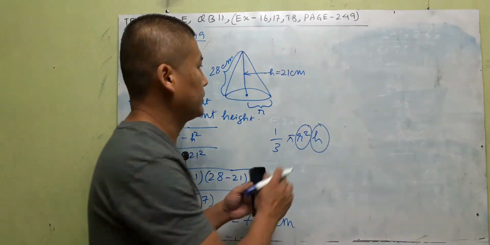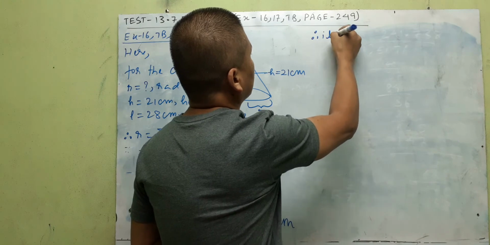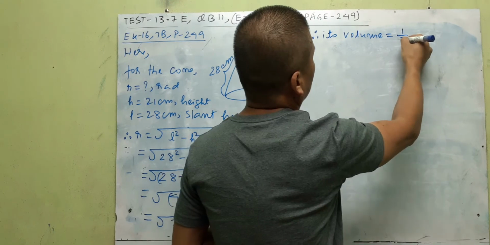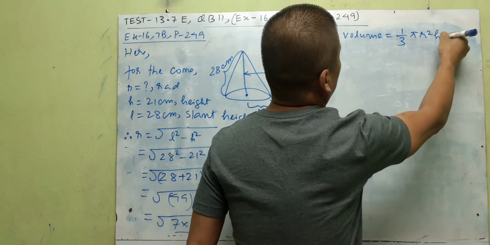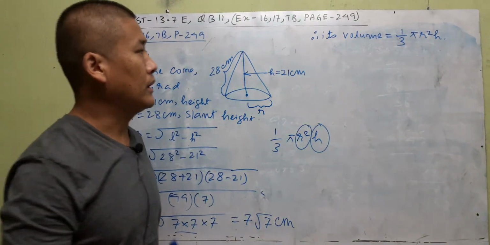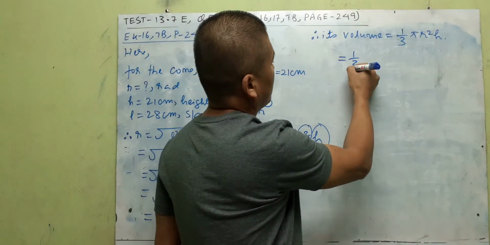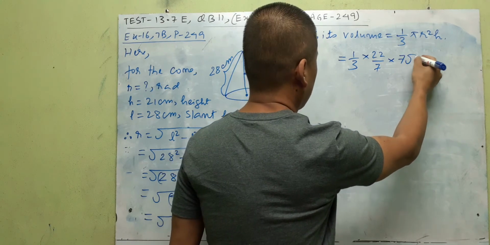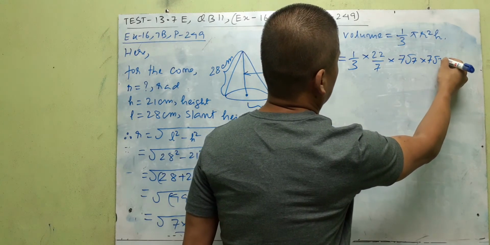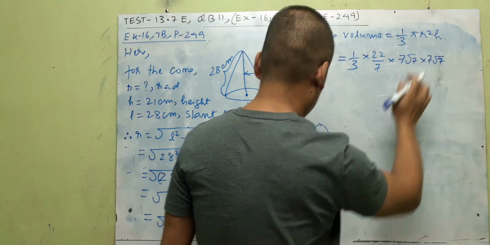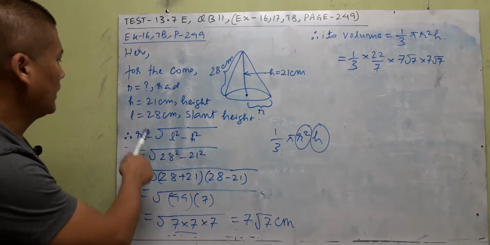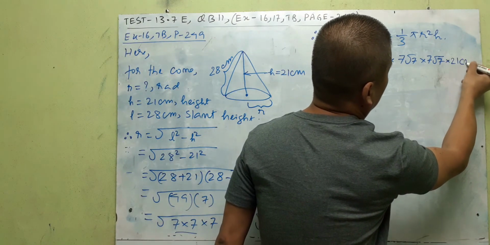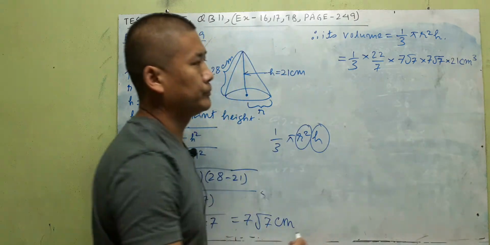So we can just write here, therefore, its volume is equal to, we know the formula, 1 by 3 pi r square h, right? So next step, 1 by 3 into 22 by 7 into r, which is just now 7 root 7, into 7 root 7, r square, so double. See here, 7 root 7 is the r value and h is 21, so we just put there into 21.